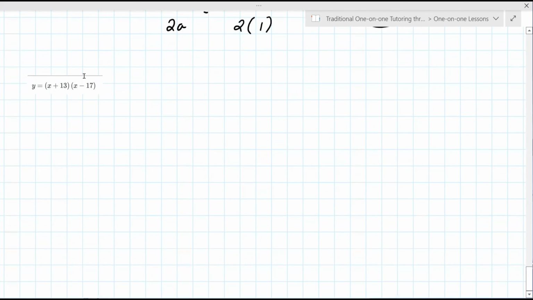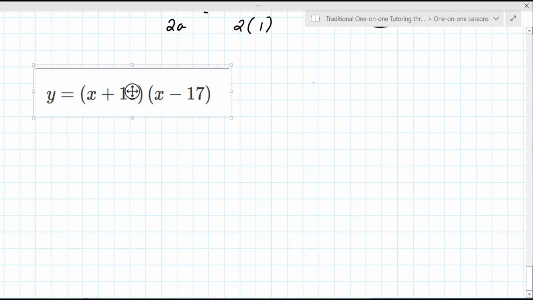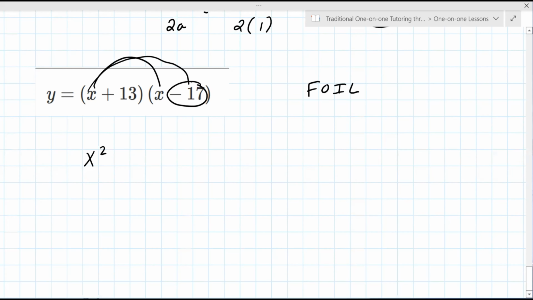All right, so here's another problem. We need to FOIL these problems. So what is x times x, Jeremiah? x times x is x squared. Okay. And then you've got x times minus 17, that's minus 17x. Positive 13 times x. And then this last one, I want you to grab that calculator again. Tell me what 13 times minus 17 is. Negative 221. Good.